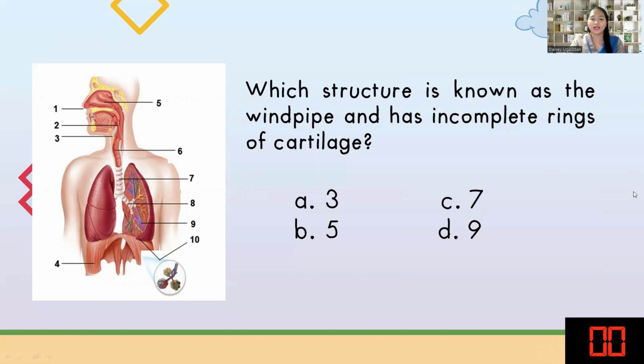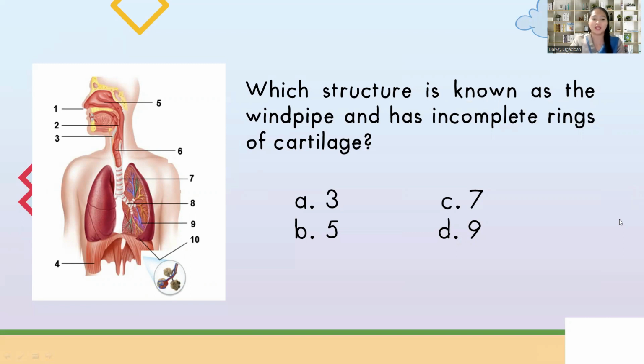Alright, so we are looking for the windpipe that has incomplete rings of cartilage. So let's do elimination. What are the numbers or options that we can eliminate here? We know that number 3 is the epiglottis, so it is not a windpipe, nor does it have incomplete rings of cartilage. And 5 is the nasal cavity. We do not have incomplete rings of cartilage there, and that is also not the windpipe.